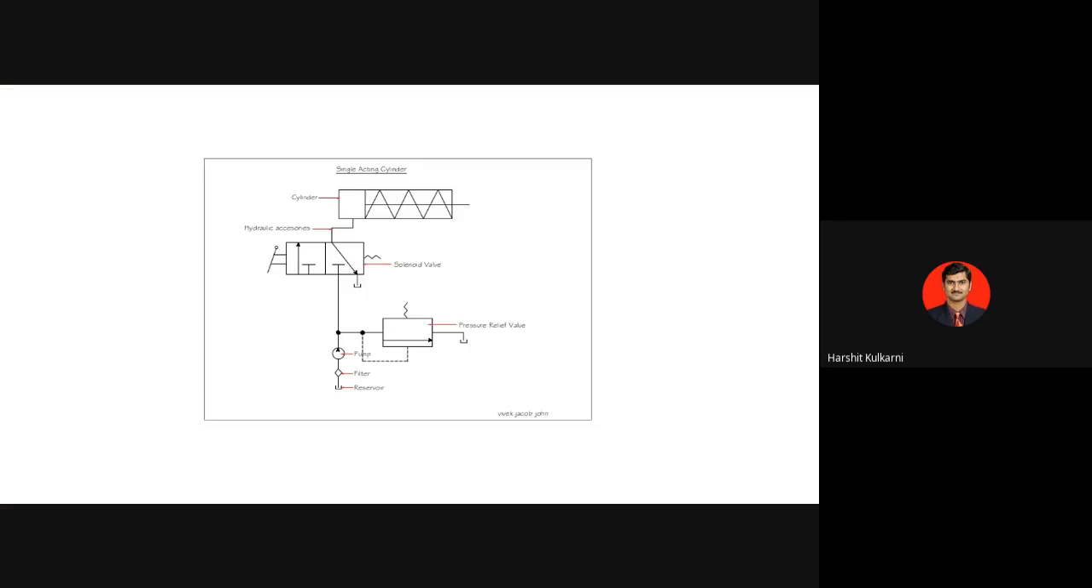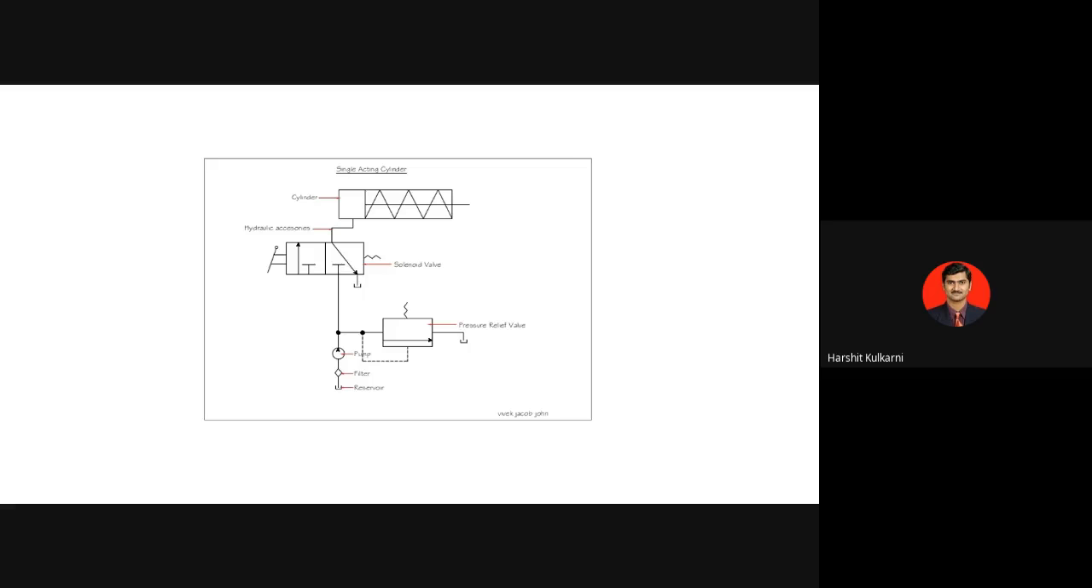Are you able to see this? So this is a single acting cylinder circuit. The questions that they may ask you in this unit are: sketch and explain the working of a single acting hydraulic cylinder; sketch and explain the working of a double pump hydraulic system, and so on; sketch and explain the working of a regenerative cylinder circuit.